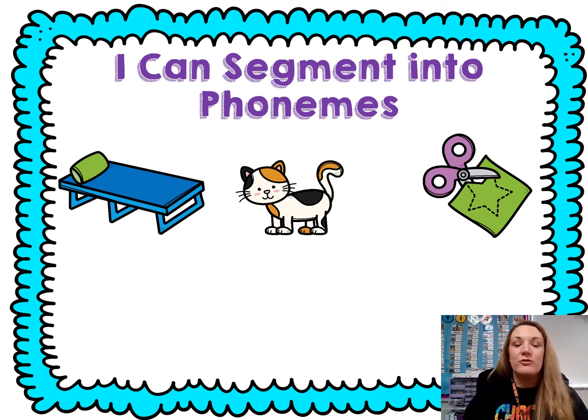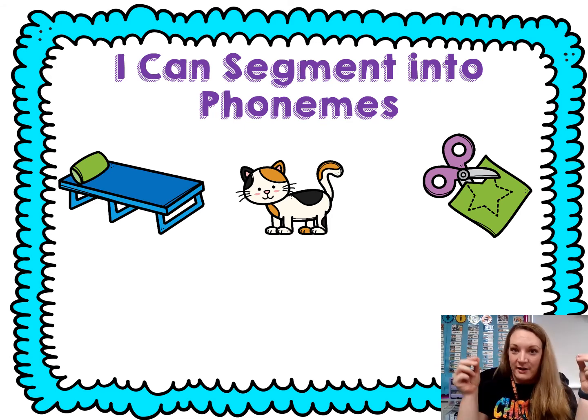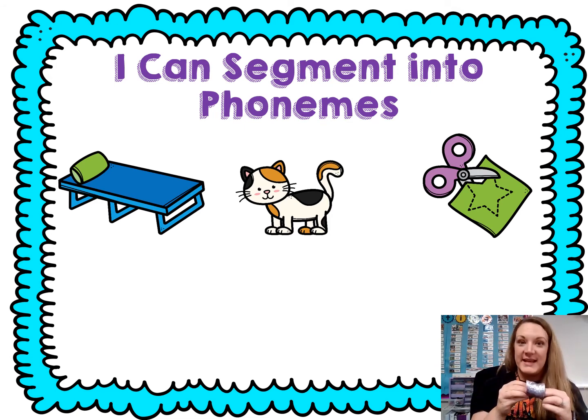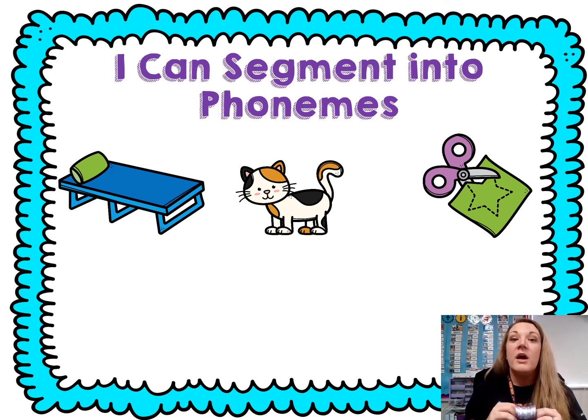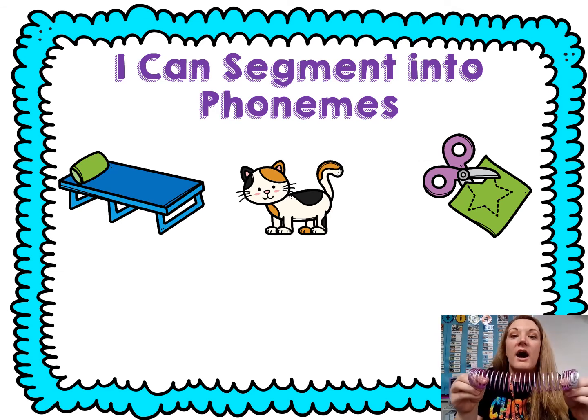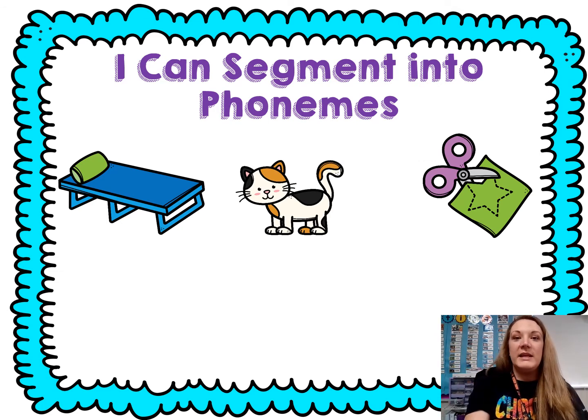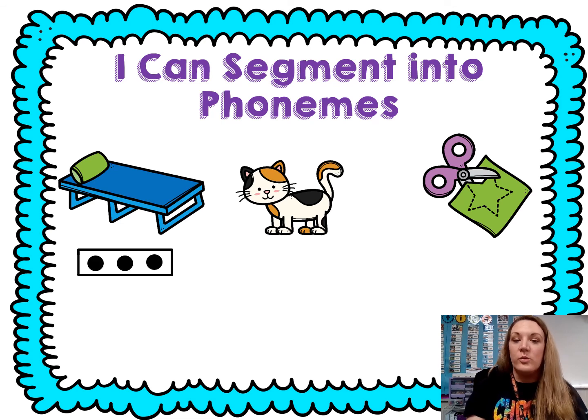Now it's time to stretch our word into each sound that we hear. So grab your imaginary slinky. I'll use my real one. You grab your imaginary one to stretch out, and let's hear all of our sounds. That first picture is of a cot. Say cot. Let's stretch it out. Ready? K, a, t. How many sounds was that? K, a, t. 3 sounds.